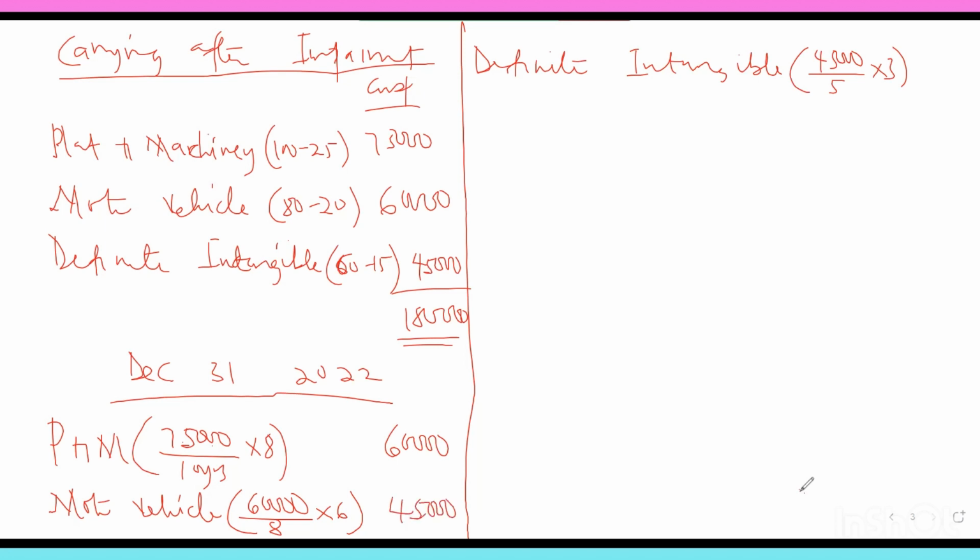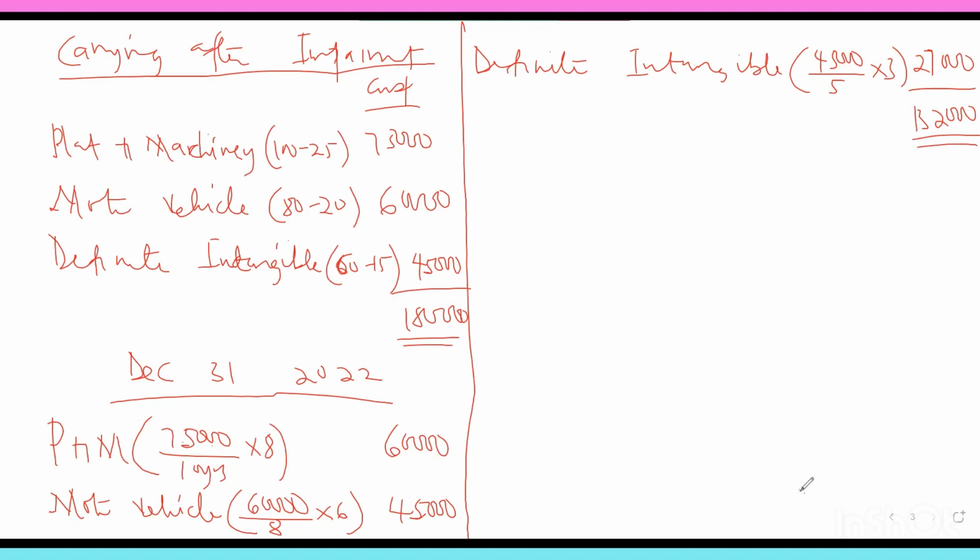Intangible is what? 45. 27,000. Okay. So if we put all of them together, what are we having? 132,000. This is the carrying value.